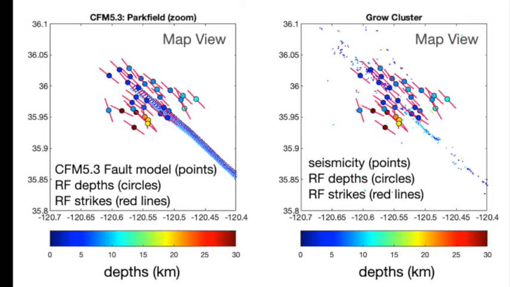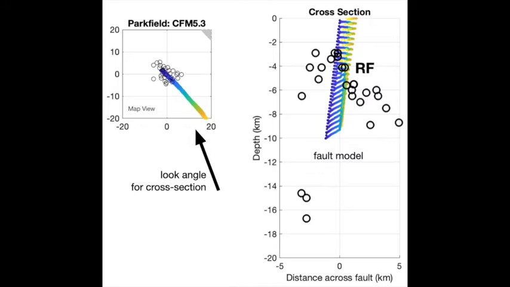Let's zoom in on Parkfield. The San Andreas Fault is delineated by both the CFM and the seismicity. Note, the RF strikes, red bars, parallel this same orientation. On the left side is a map of the CFM fault model, colored points, and the RF locations, black circles. And on the right are these same data in a cross-fault depth profile.